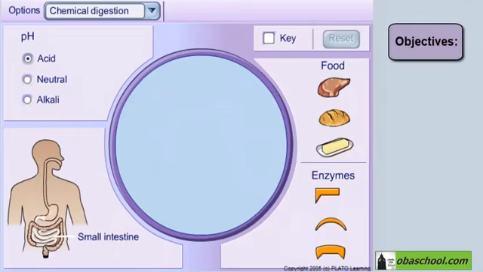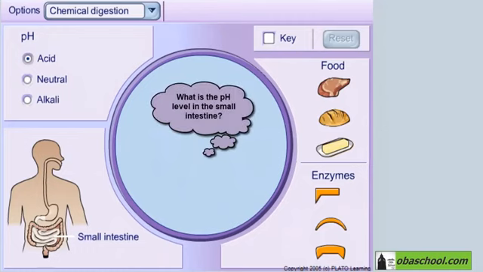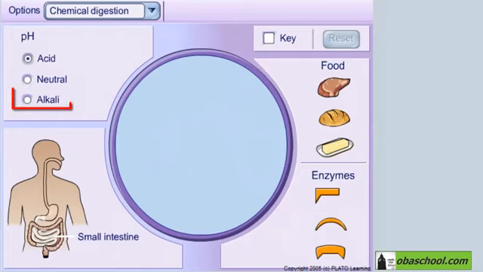We will now look at chemical digestion in the small intestine. So first, what is the pH in the small intestine? Is it acidic, neutral, or basic? The answer is basic. Great.